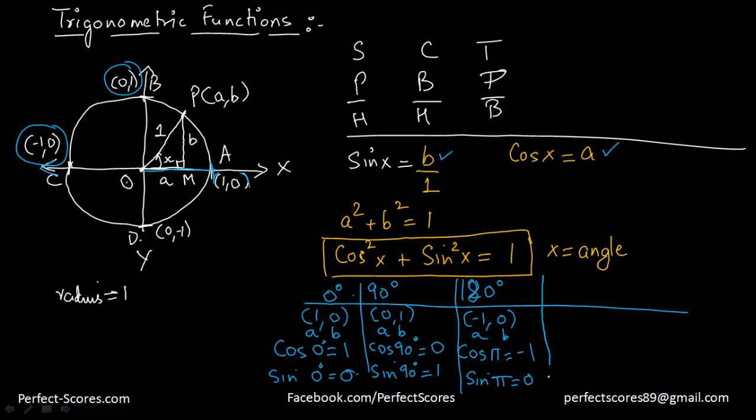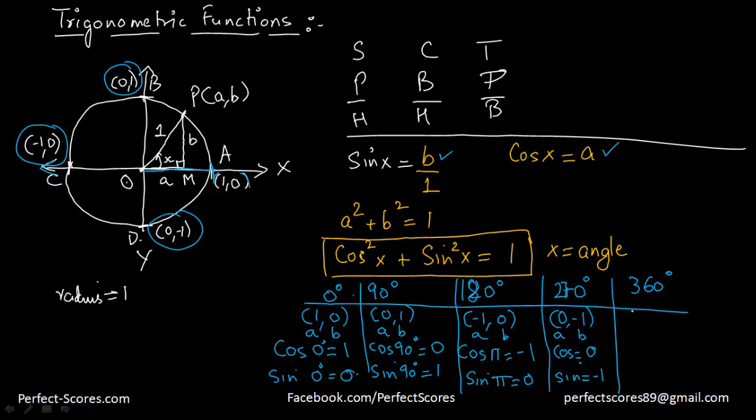And the value of sine of pi, that is sine of 180 degrees, is equal to b, which is 0. Similarly, the next angle is 270 degrees, or 3 pi by 2. The point is (0, -1), so the value of cosine of 270 is 0, and the value of sine of 270 is negative 1.